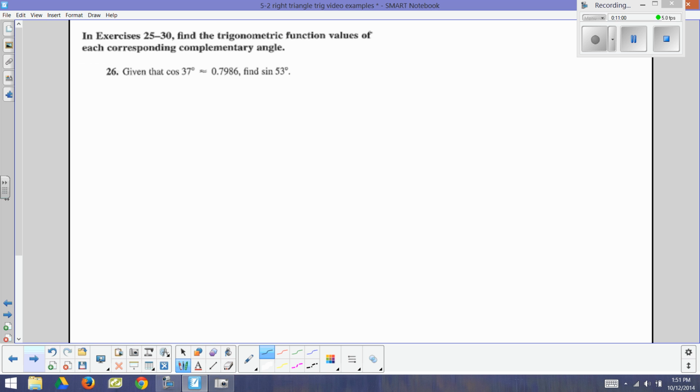26. Given that cosine of 37 is equal to 0.7986, find sine of 53. 53 and 37 are complements of each other. So the cosine of 37 degrees is equal to the sine of 53. So the sine of 53 is just equal to 0.7986.